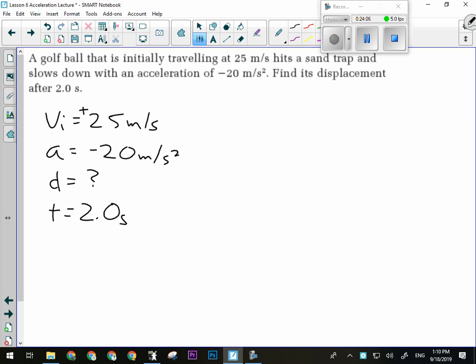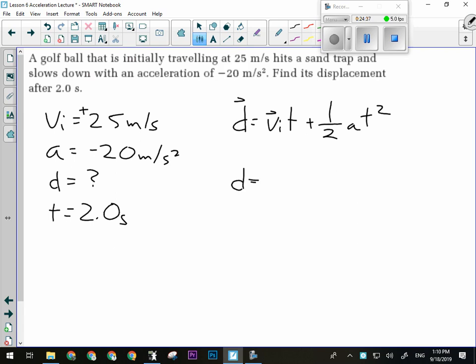All right, so there's the information I have. I have VI, I have A and T, but I'm looking for D. The only formula I have that has those 4 things in it is this one. It has A, it has T, in 2 places. It has VI and D. Now, the question's asking me to solve for D, so I don't have to manipulate. I just have to plug in my numbers.